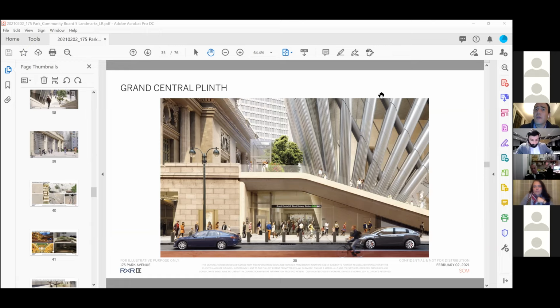Just to go back to Rami's point though, in terms of the interaction with LPC, they'll see similar materials to what we are presenting tonight to you all. And we've been very focused on making sure that we get the base of this building right, and that we figure out the relationship with Grand Central. That's really been the focus of the harmonious relationship report. But obviously we'll continue to interface with everyone moving forward.